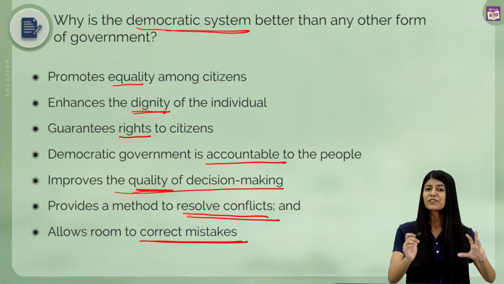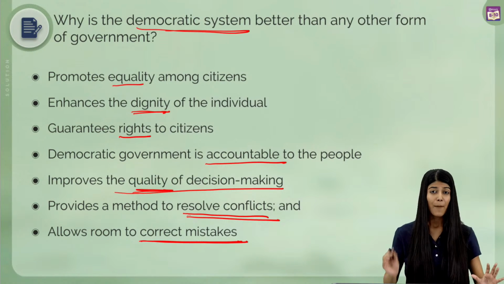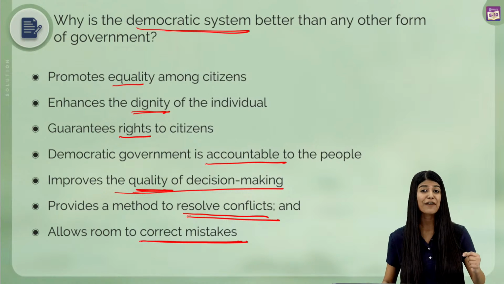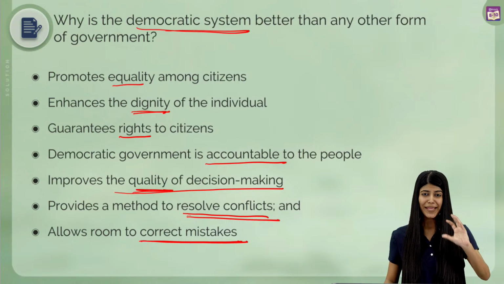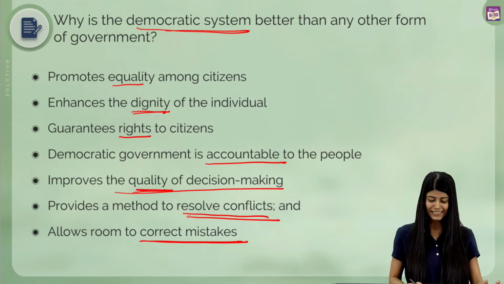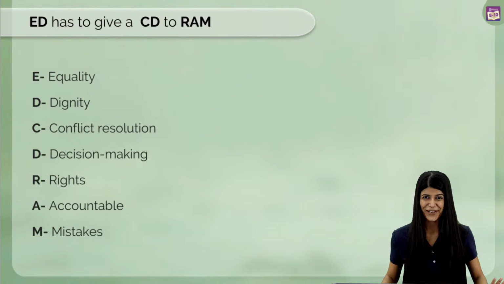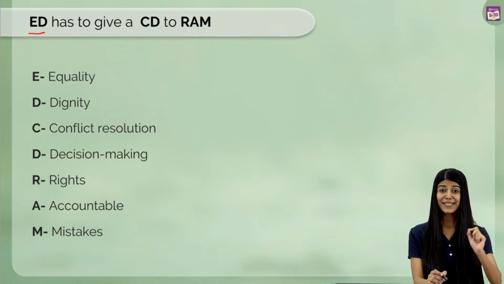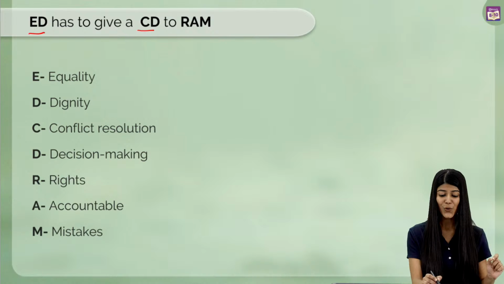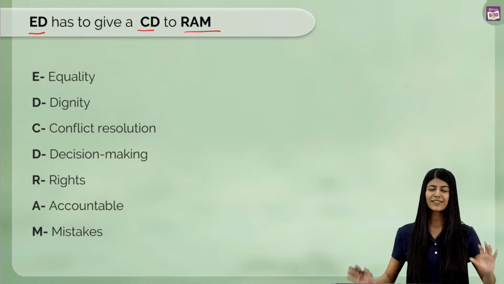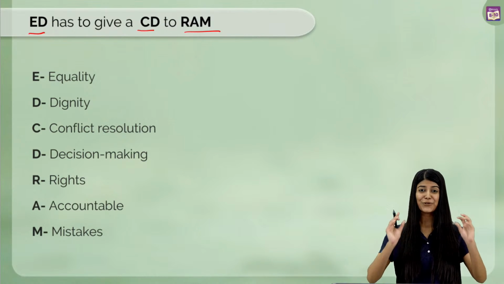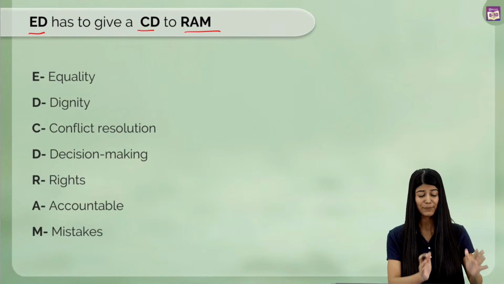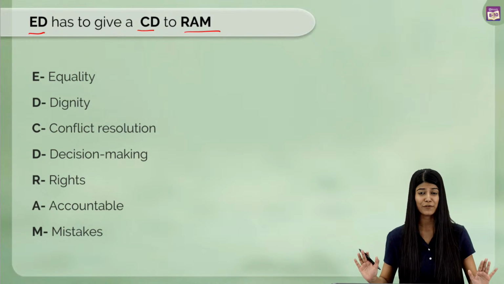In 3 marks, you just have to mention the points. But if it comes for 5 marks, then you have to write 5 to 6 points and explain them. You have to describe each and every point. And to remember these points easily, we have a mnemonic for you. The mnemonic goes like: Ed has to give a CD to Ram. I know this is a silly mnemonic, but it's easier for you to remember all the points, and this particular mnemonic is just from the exam point of view.